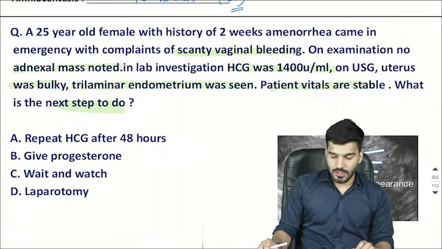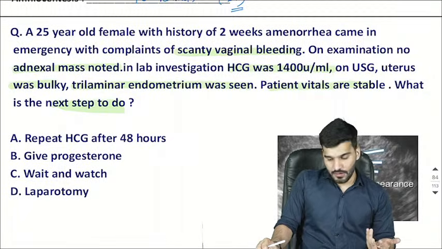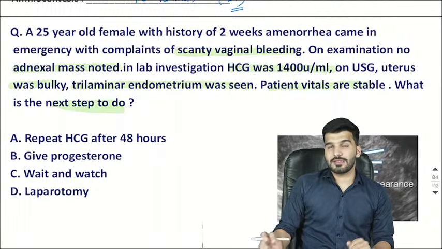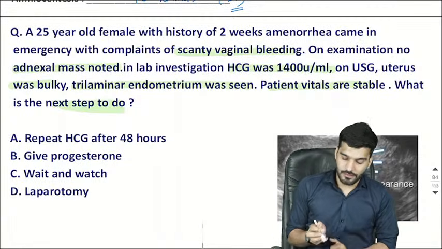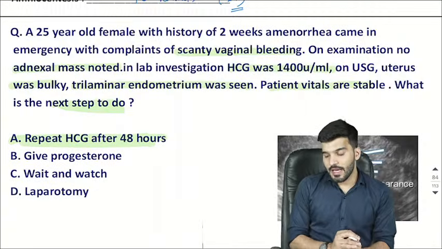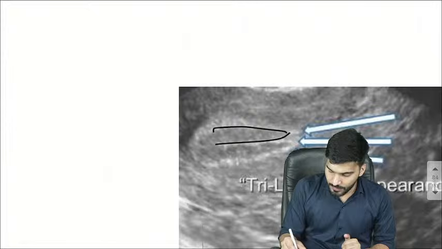I can say that the investigation so far was inconclusive. So we have already performed this beta HCG. And now what to do next? Sir, I will repeat the beta HCG after 48 hours. I will repeat the beta HCG after how many hours? After 48 hours. You can see this is a trilaminar endometrium.